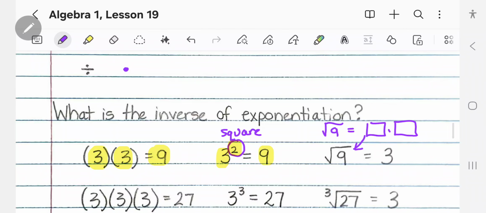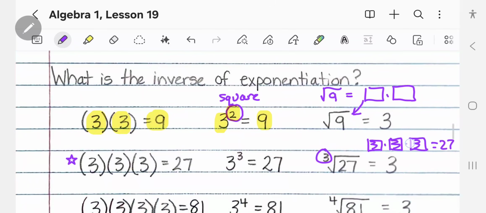We know that 3 times 3 times 3 is 27. That means 3 cubed is 27. So the cube root of 27 means what number, when I have a factor 3 times, that's how many factors I have, when I multiply them together would give me 27? Well, it would have to be 3, right? 3 times 3 is 9, times 3 is 27, like we said over here.